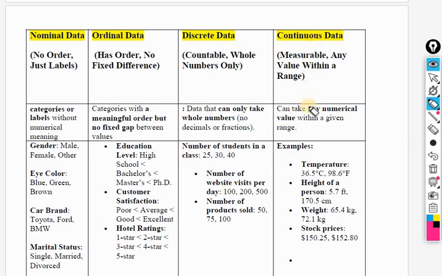Whereas continuous data can take any numerical value. Examples are 36.5 degrees Celsius, the height of a person, the weight, and stock prices. All these are different kinds of data types.